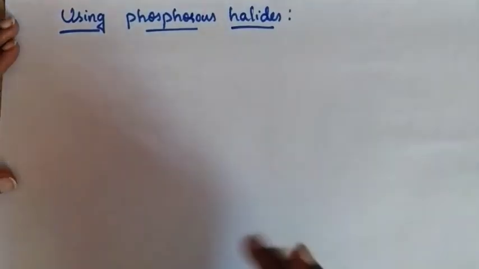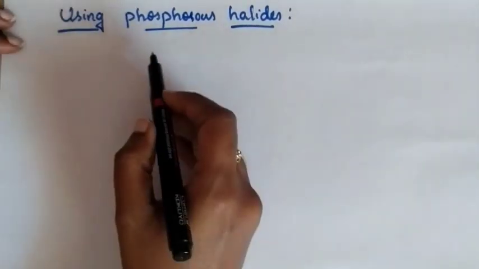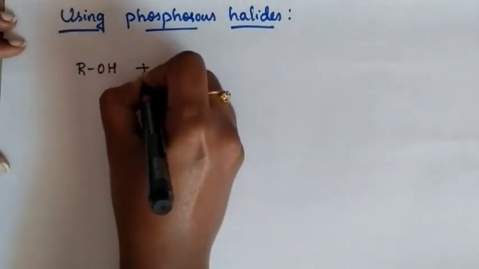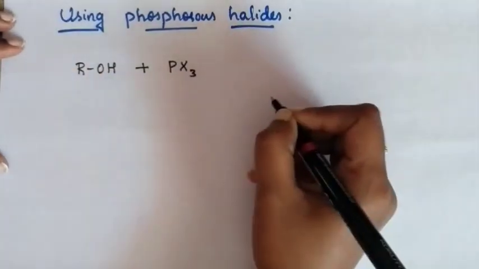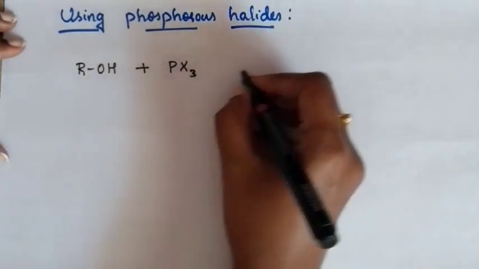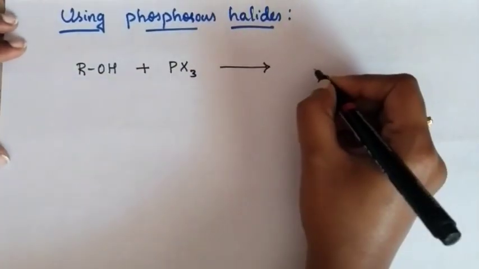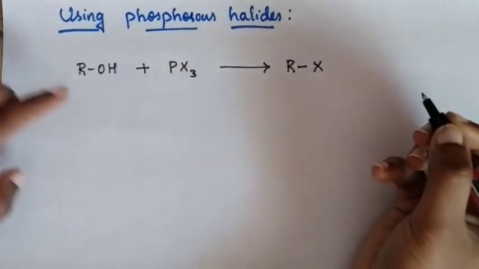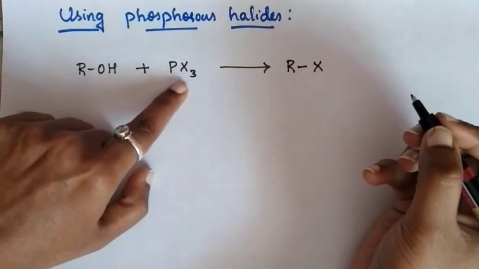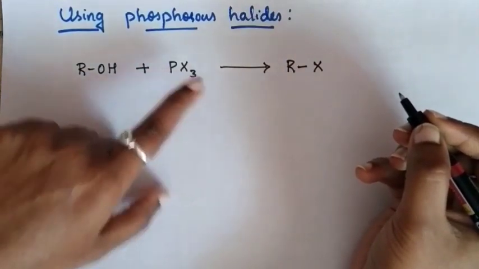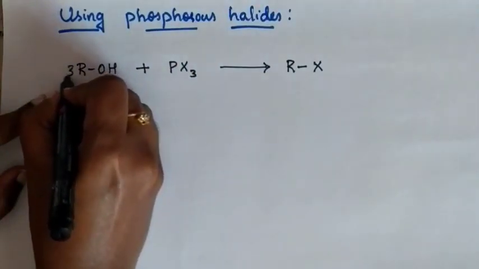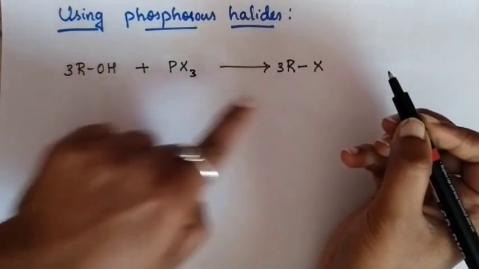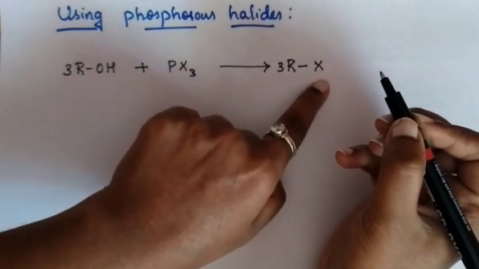Now let's see how to get alkyl halide from alcohol using phosphorus halide. Let us use alcohol with PX3, phosphorus trihalide. When you do this process, we know that we are going to get alkyl halide. So let us write the alkyl halide first. One more thing is we have 3 halogen atoms here, so to make it balanced, let us write 3 ROH here. So it will also become 3. That means 3 R groups and 3 halogen groups in the product side.